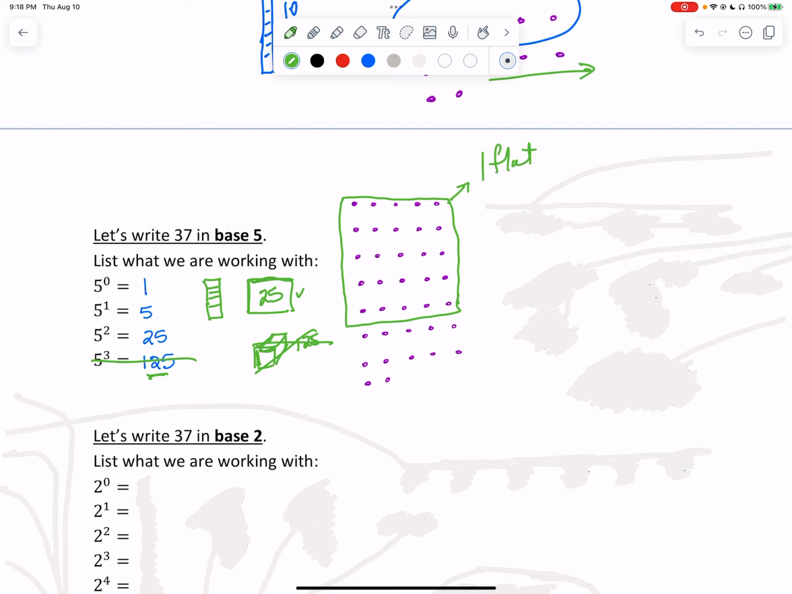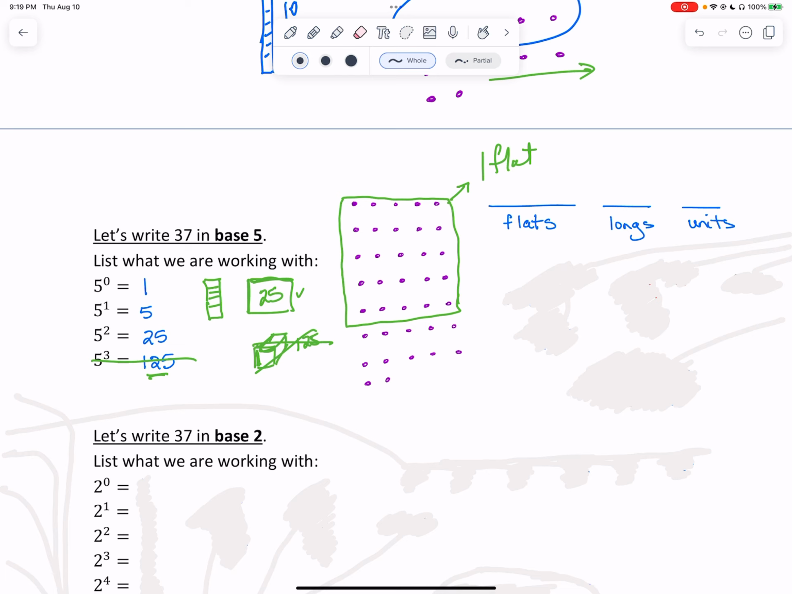Oh, I should have mentioned something. Notice when I crossed out that 125, we have 1, 2, 3. We've got 3 places. So I should have, whoops. Well, I'm trying to erase it. There we go. So I'm going to have 3 numbers in my answer. Okay?